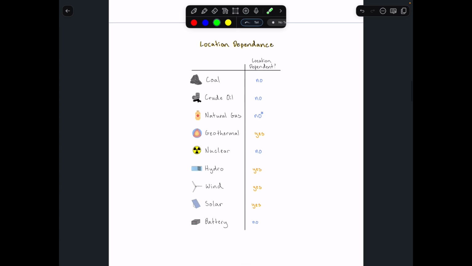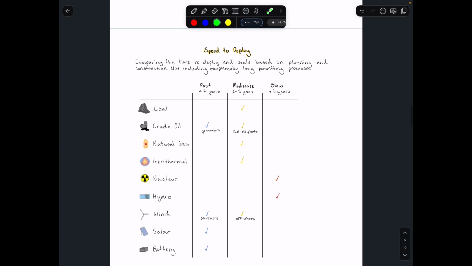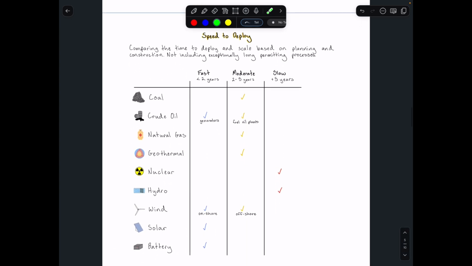Okay, let's go over the next section. This is speed to deploy. This is something that I didn't discuss as much in the past lectures. I think I briefly discussed it in some of them, but I did want to use this as a comparison.